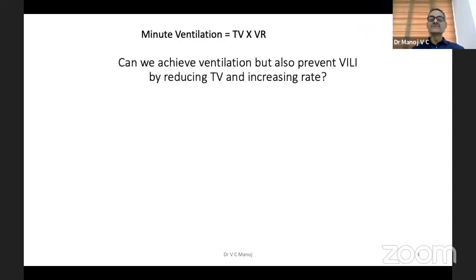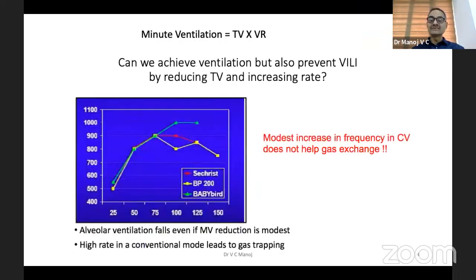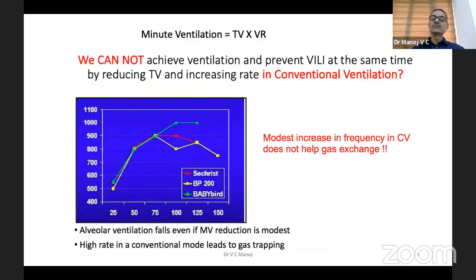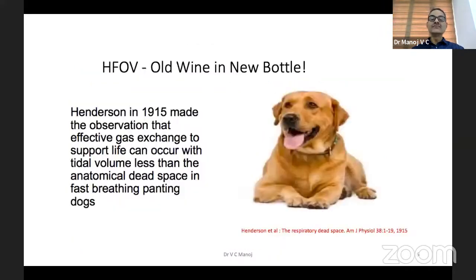Can we possibly achieve this and prevent VILI by reducing TV and increasing the rate in conventional ventilation? Probably no, because studies have shown that if you keep on increasing the ventilator rate more than 60, 70, 75, probably the ventilation that takes place comes down drastically. So we cannot achieve ventilation and try to prevent VILI by reducing tidal volume and increasing the rate in conventional ventilation. That's where the role of HFO ventilation comes in.